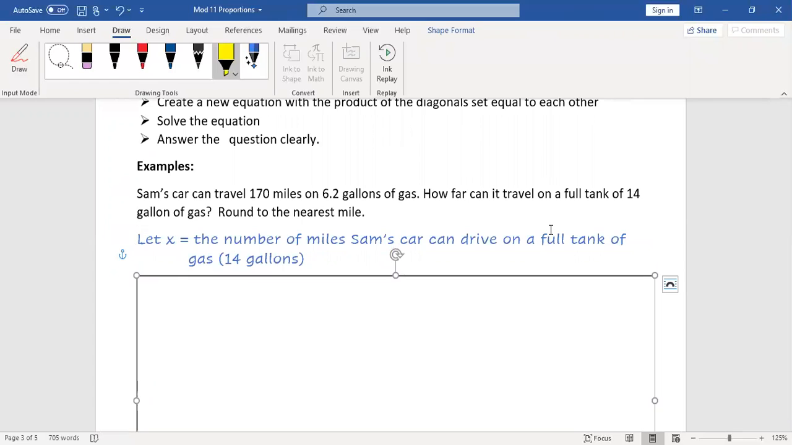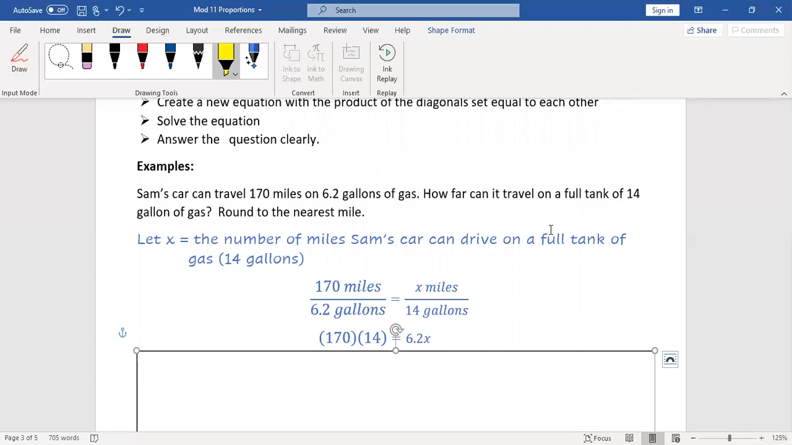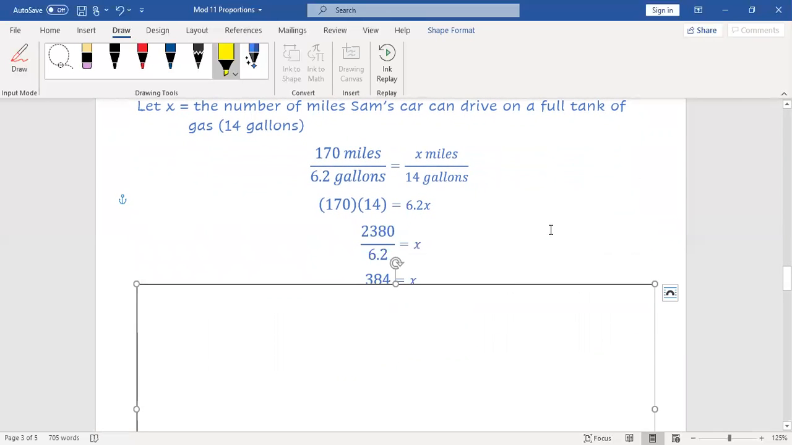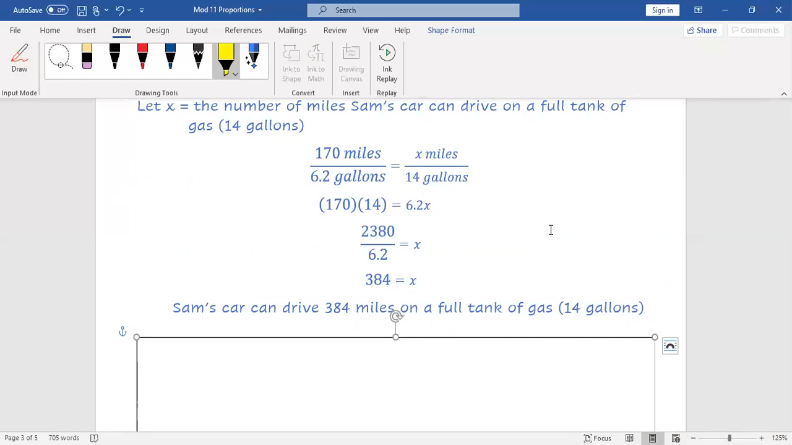And x is miles. So if I have my first fraction as 170 miles over 6.2 gallons, I'm going to have my second fraction being x miles over 14 gallons, because that's the information it gives me. Now that I've created my proportion, my two equivalent fractions, I simply take the product of their diagonals. 170 times 14 is equal to 6.2x. Now, in order to get my x by itself, I'm going to have to divide away the 6.2, which is going to end up giving me 384. And then I have to clearly state my answer to my question. Sam's car can drive 384 miles on a full tank of gas.